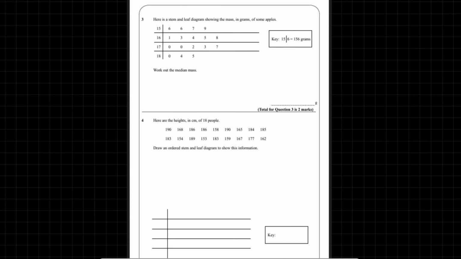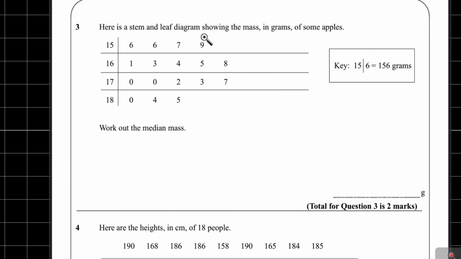Okay, so the next type of question, question 3, is when we have stem and leaf diagrams already set up. This is another example of an ordered stem and leaf diagram. But from here, we can work out what the median is. Now remember that the median is equal to the middle number. It's the middle number in your data set.